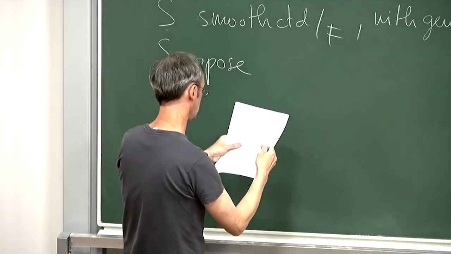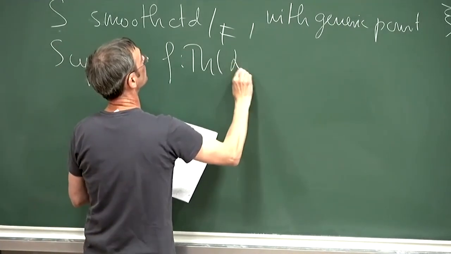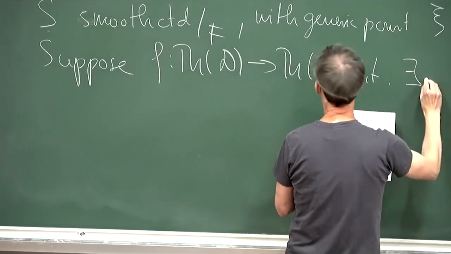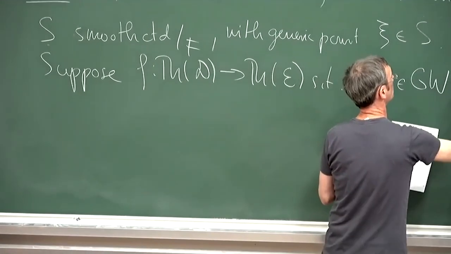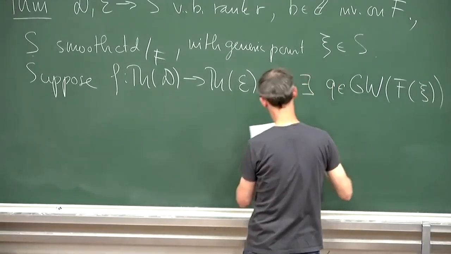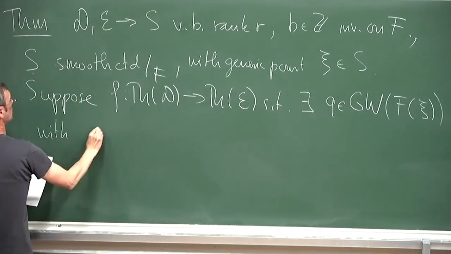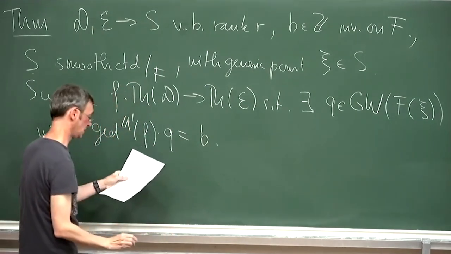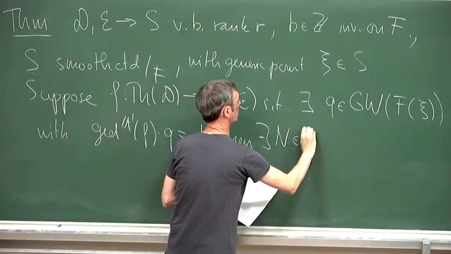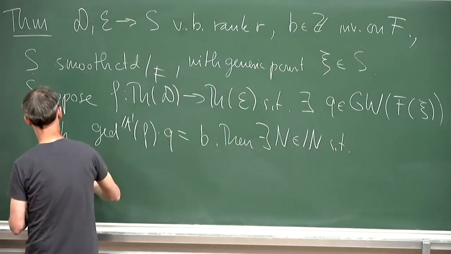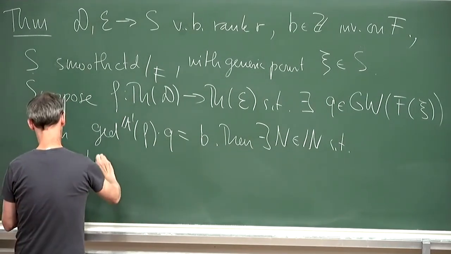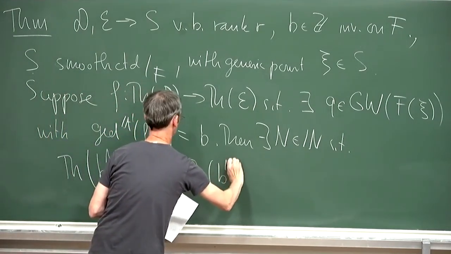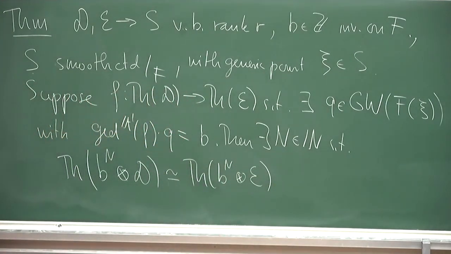So we suppose we have a map on Thom spectra over S such that there exists a quadratic form Q over the function field with the property that the unoriented A1 degree of f times Q is this integer b, and then there exists a natural number n such that the Thom spectra of enough copies of D and E are equivalent. So this is the mod b Dold theorem.